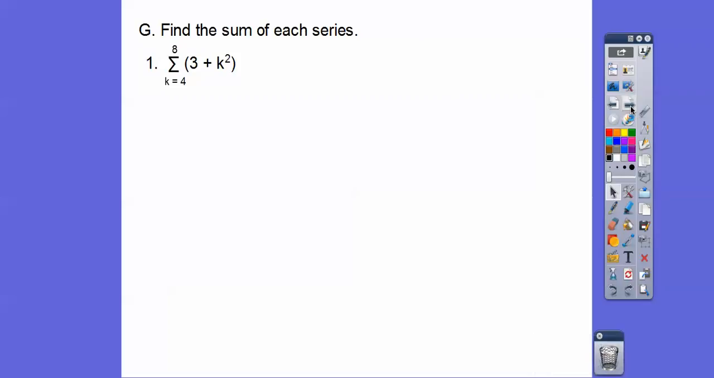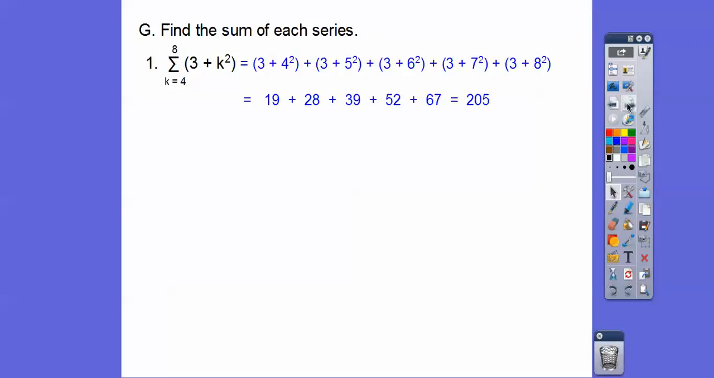All right, so find the sum of each series. Okay, so we got these summations. This time it starts at k equals 4, not k equal 1. So we're going to plug in k equal 4, and then summation means we're going to have a plus sign. So we're going to go 3 plus 4 squared, and then plus 3 plus the next number. We're going up to here. So 5 squared plus 3 plus 6 squared plus 3 plus 7 squared plus 3 plus 8 squared.